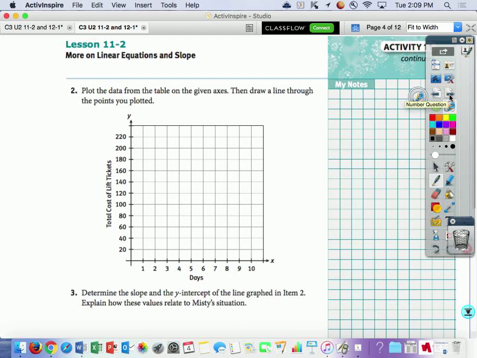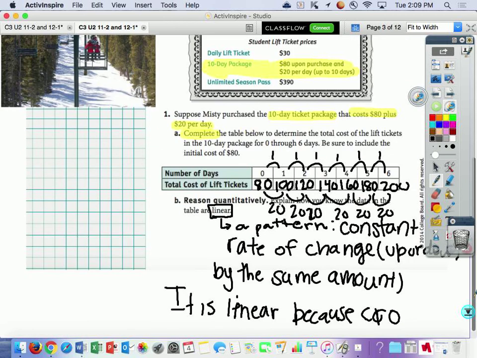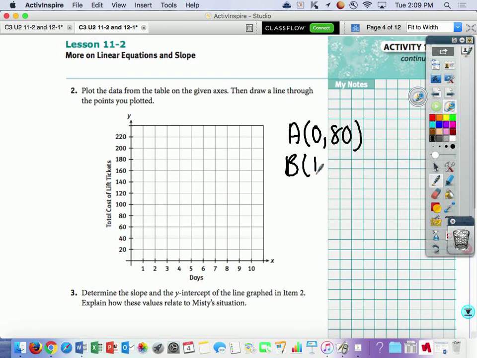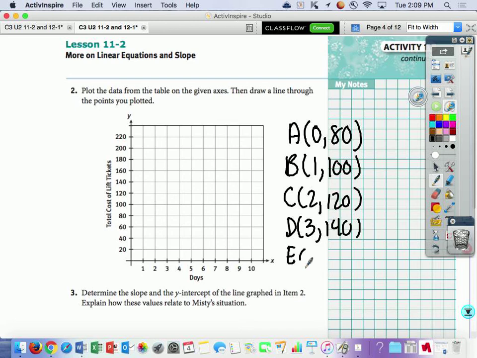All right, plot the data from the table on the given axes, then draw a line through the points you plotted. So I'm going to do A. A is going to be 0, 80, because if we look back at our table, here I can go down here, it was 0 and 80. Okay, then we're going to go B, which is 1, comma 100. C is going to be 2, comma 120, so you're just following that table until you have paired up everything. And you should have 6 points when you are done. This last one's going to be 6 and 200.